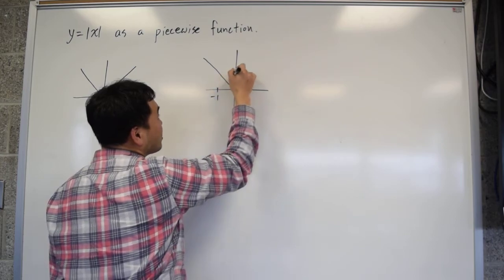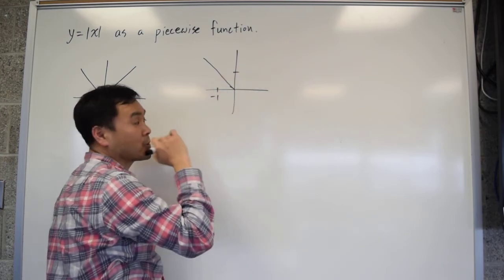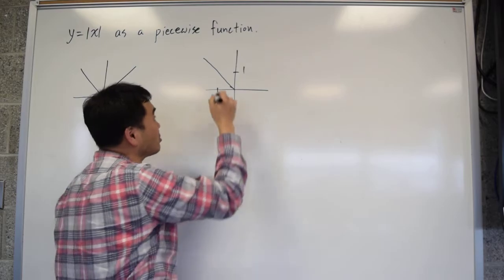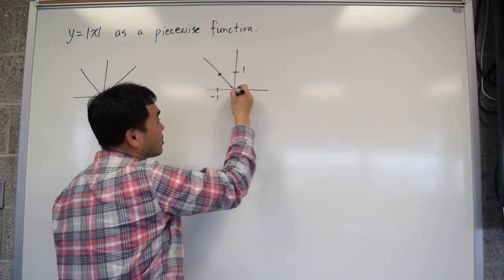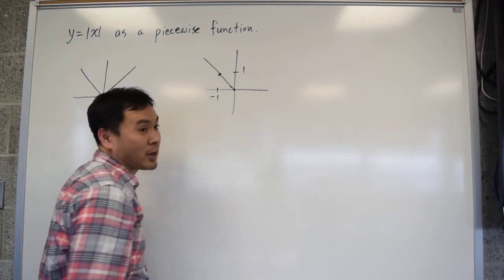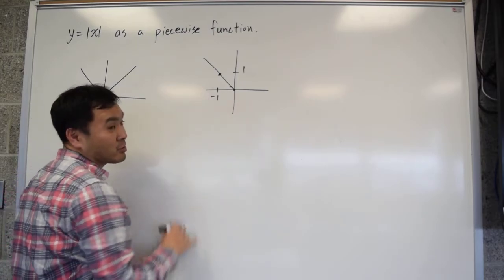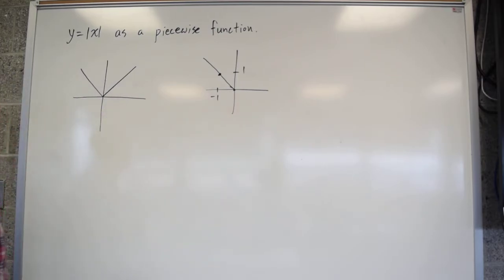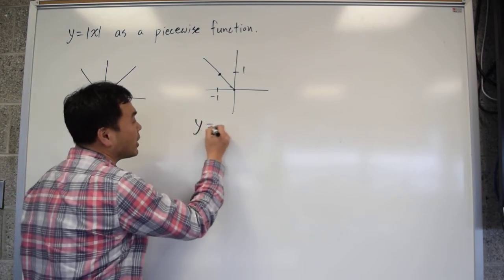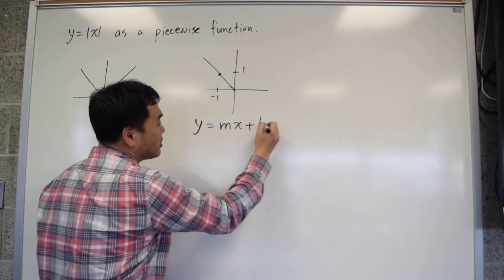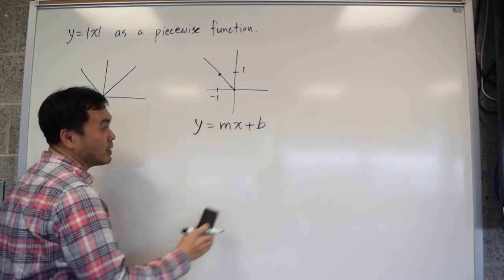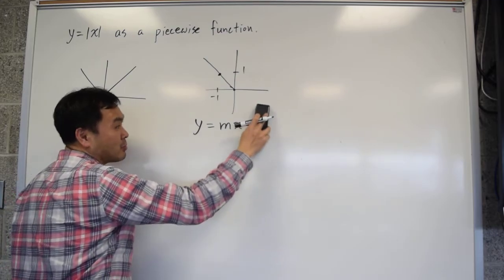At negative 1, what's the y value? 1, because the absolute value of negative 1 is 1, right? At 0 is 0. So let's think about this graph. What's the y-intercept of this graph? 0. So I know that in the form y equals mx plus b, b is the y-intercept and b is 0.